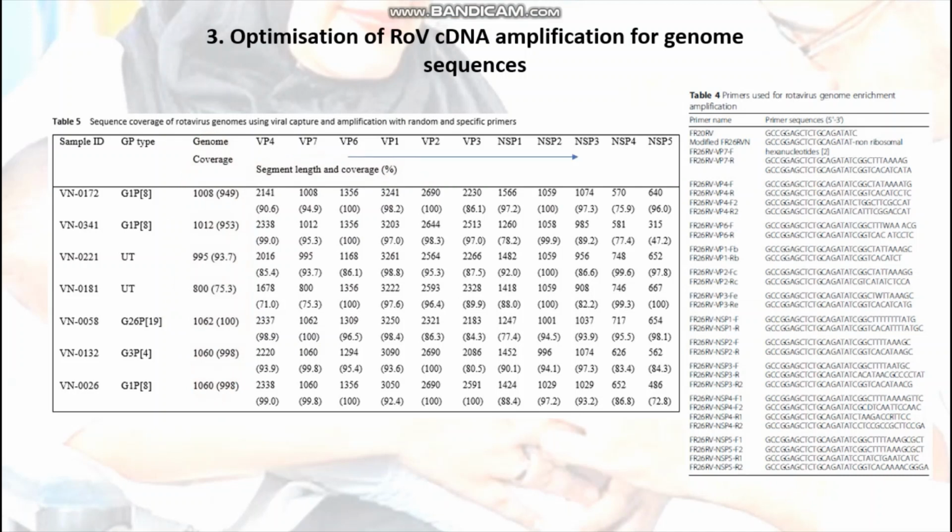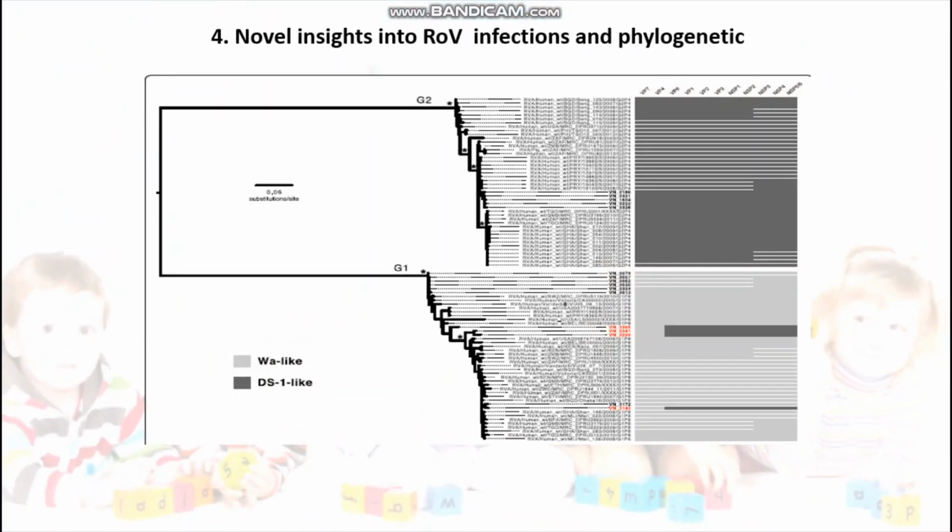Every 100% means the coverage of the targeted ROV genome that is aligned and read by the sequencing analysis is the most accurate. Last but not least, we are able to build the phylogenetic tree. Figure 4 describes the genome constellations that suggest intergenotype reassortment in Vietnamese G1P8 and G2P4 ROV. A maximum likelihood phylogeny of VP4 gene sequences is shown with a genome constellation map at the tips of the tree.